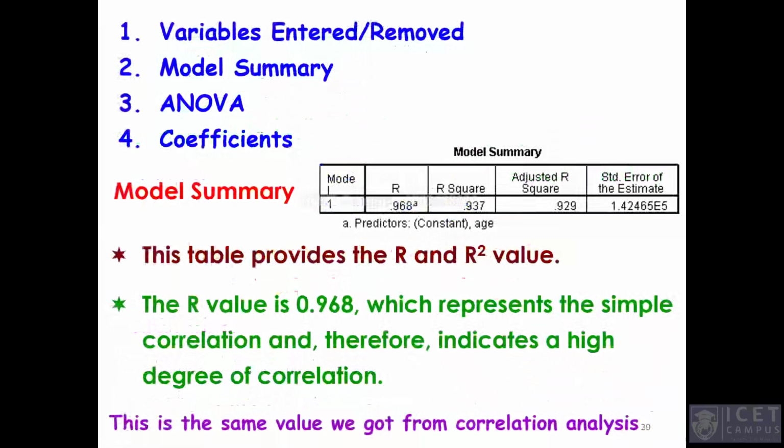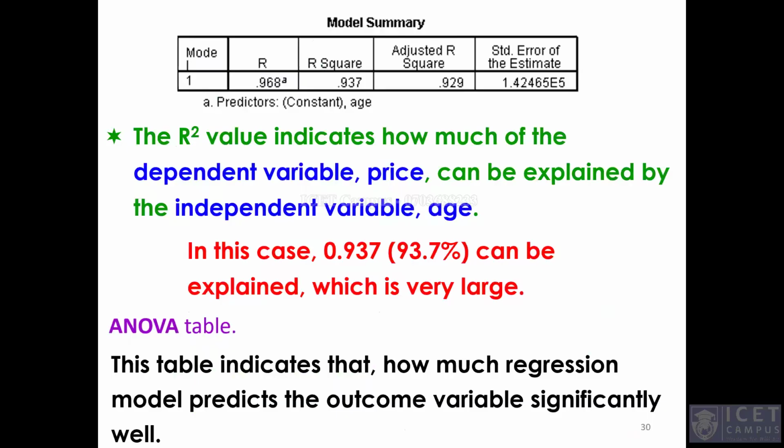The R value is 0.968. It represents a simple correlation and therefore indicates a high degree of correlation. This time we got the same value as from the correlation analysis. Then R squared is another important thing. R squared indicates how much of the dependent variable is explained by the independent variable. Here R squared is 0.937. If we consider this as a percentage, it becomes 93.7, so 93.7 percent is explained, which is very large.